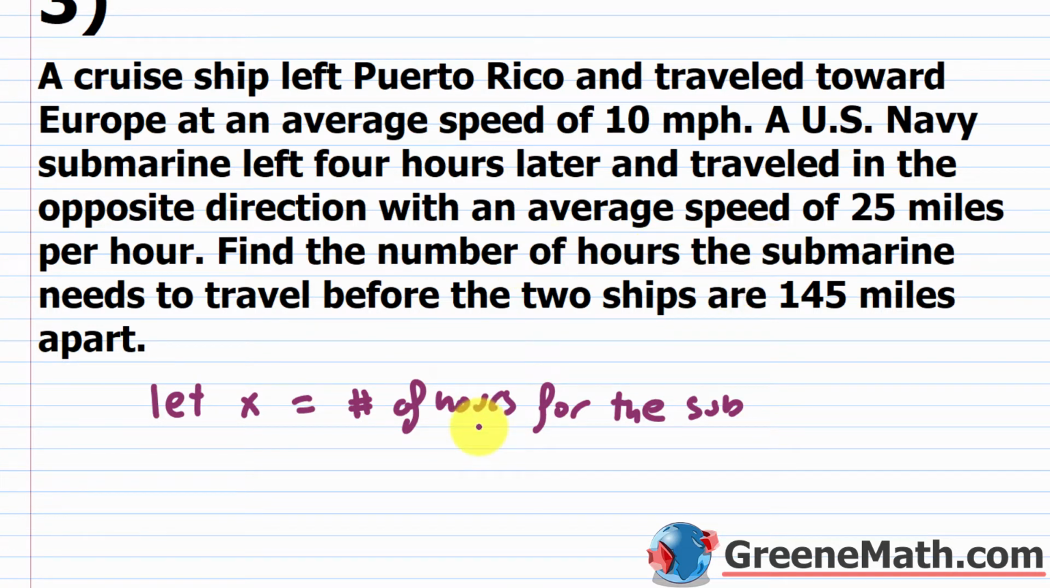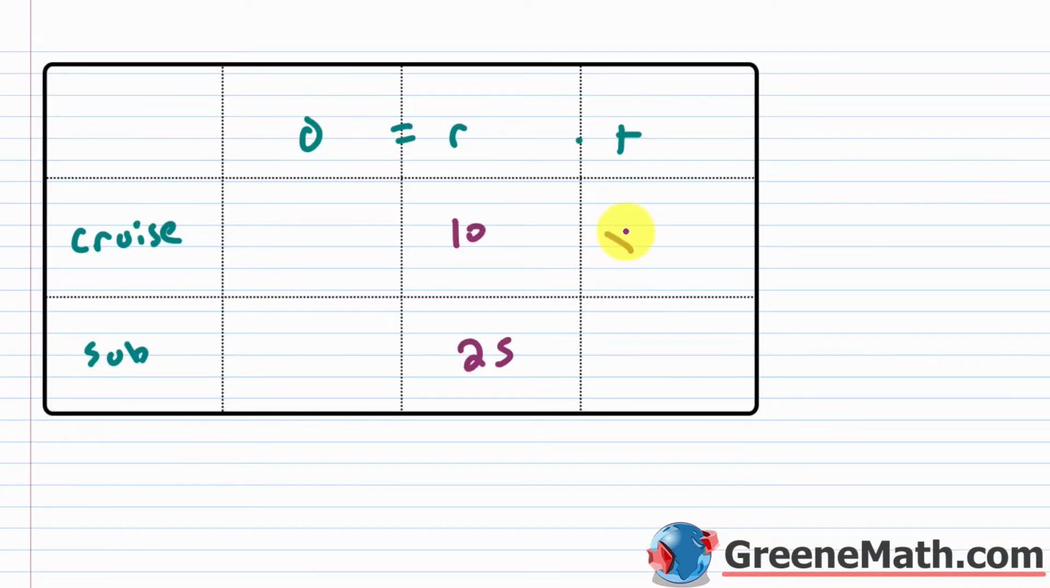So that's going to be X, and it tells us specifically that a U.S. Navy submarine left 4 hours later. Okay, so that means it's going to travel 4 hours less than the cruise ship does, when they're 145 miles apart. So the cruise ship would travel 4 hours more than the submarine. So I can take X for the number of hours for the sub, and then X plus 4 for the number of hours for the cruise ship. So I'm going to put X plus 4 for the cruise ship. Again, it travels for 4 hours more than the submarine does, and the submarine will just be for X hours.